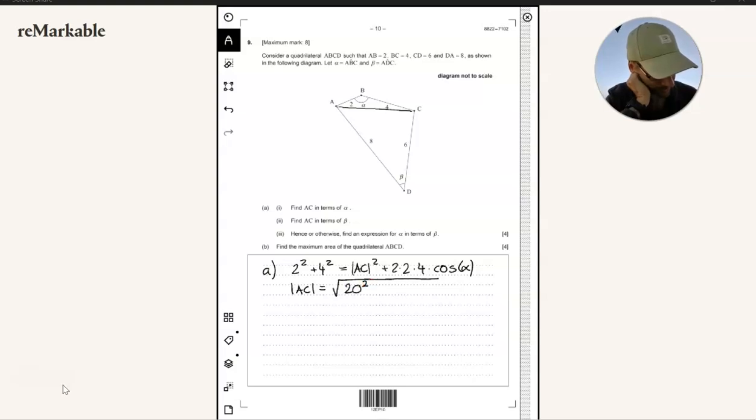Sorry, like this, 20 minus 16 times cosine of alpha. And that was actually A1. So A2 says do the same, but now find it in terms of beta.